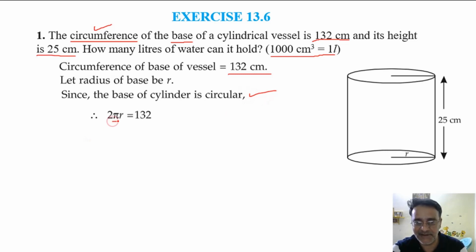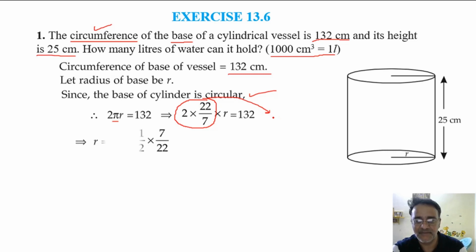Now substitute the value of pi as 22 by 7. Okay, now shift this to this side. So we have to take the reciprocal. Right, now cancel it. 6. So what is the radius?